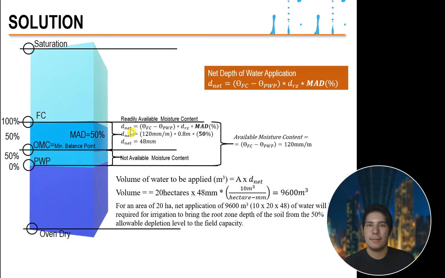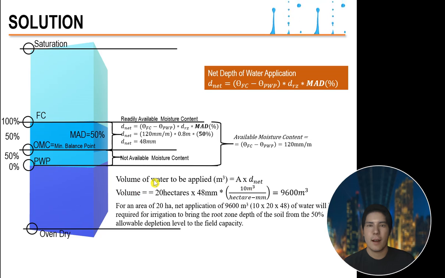So since the MAD is given, this is the formula we will use. Given 120 mm per meter, multiplied by the given root zone depth of 0.8, times the MAD, which is 50%, the moisture available depletion. So the net depth is 48 mm.